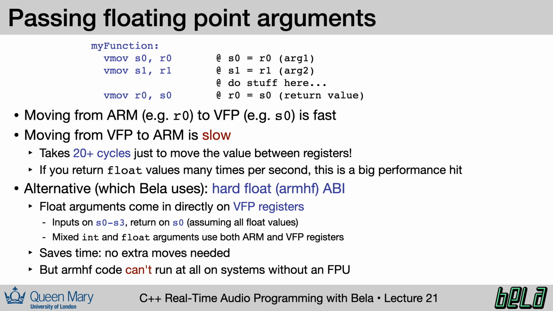The alternative, which is used on Bela, is a hardware floating point API called ARMHF. This version is actually much simpler. Floating point arguments come in directly on the VFP registers S0 through S3, and a float return value will be returned on register S0. If you mix int and float arguments, then it'll use a combination of ARM and VFP registers. The big advantage of this is that there's no extra moves needed to go back and forth between the R and the S registers, but ARMHF code is not capable of running at all on systems that don't have an FPU.